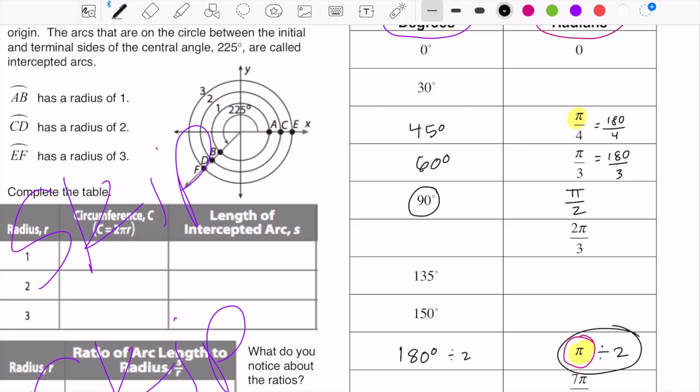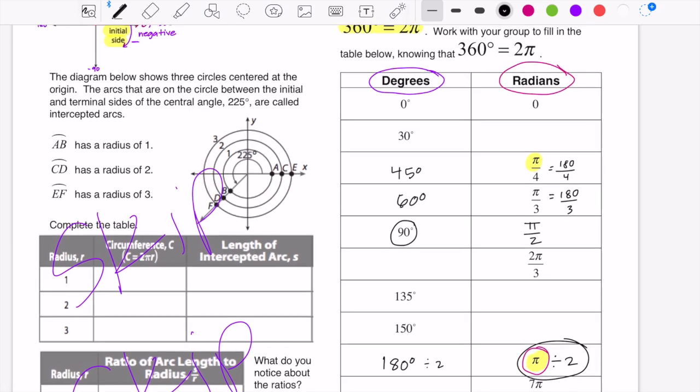So go ahead and work in your groups and try to figure out what the degree measure is, which is pretty easy because you're used to working with degrees, and what the compatible or equivalent radian measure is.